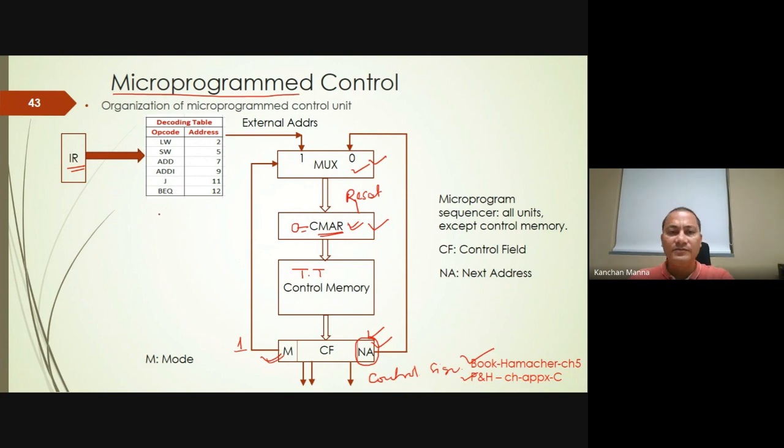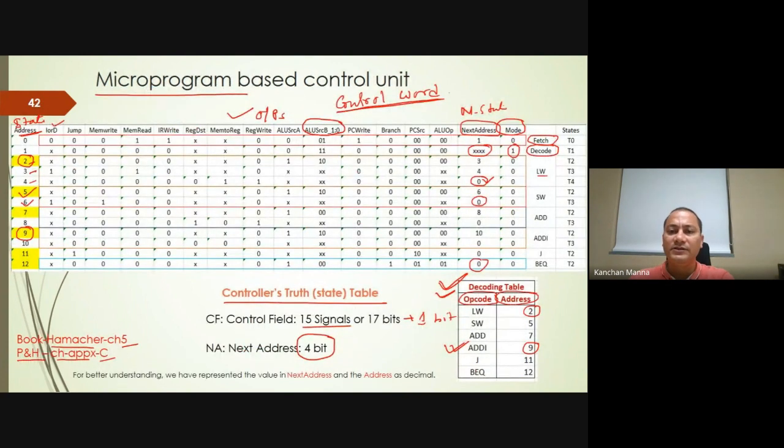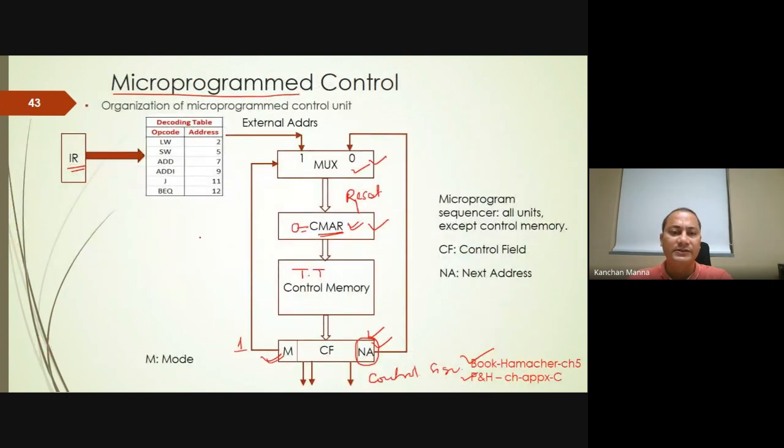Sometimes, you see here the control words are very flat, so it is also called horizontal microprogramming. Horizontal means all the control signals are very flat. So this is for the horizontal microprogram control unit, and this is the architecture.